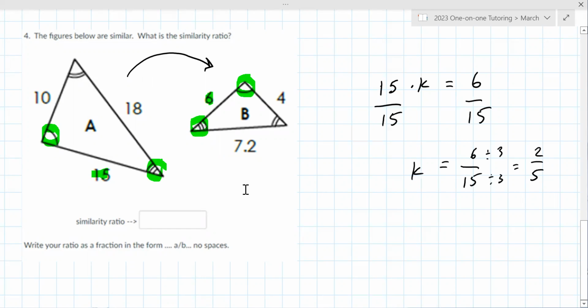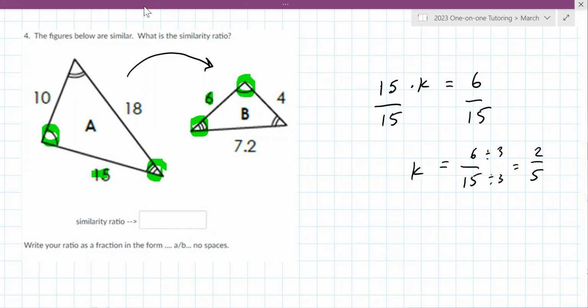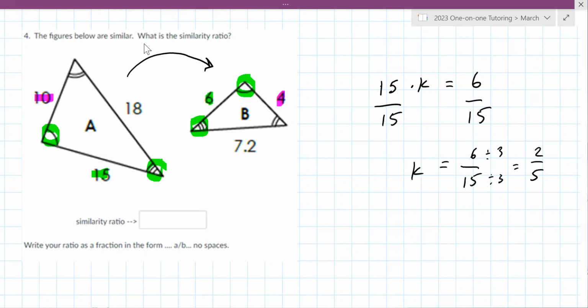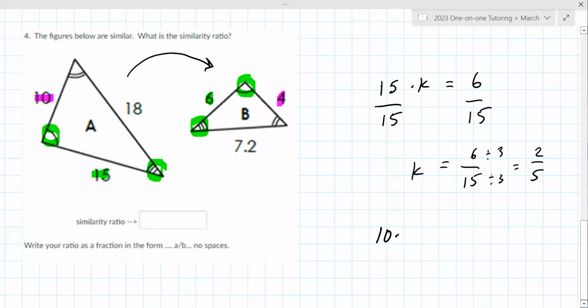So before you say, okay, I've got it, that's my answer, we should check. We should check, like, does the 10, which is between the 1 and the 2, go to the 4, which is between the 1 and the 2? Basically, if you take that 10 and multiply it by k, which is 2/5, does that equal 4? Oh, okay, I get what you're saying. Like, we should check that. And it does.